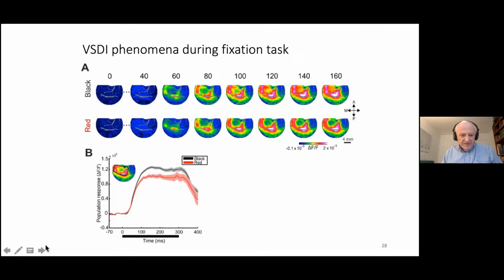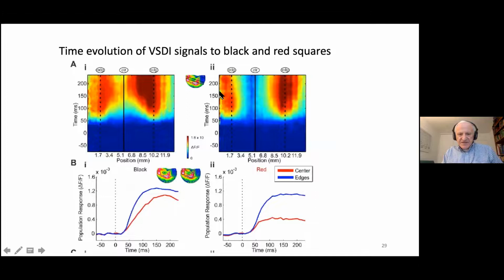And another way of looking at that is to look at a profile through the square as a function of time, and that's indicated here. This is for black over here, and this is for red. I want you to focus on the red, and it just shows you the response of the center of the square and the response of the cortex that's located near the projection of the edge. And here's the response.